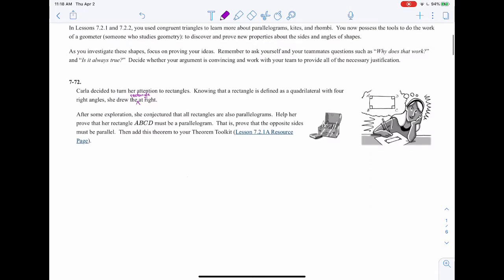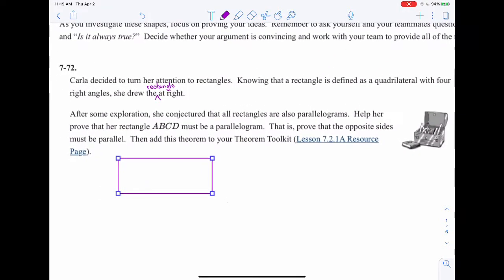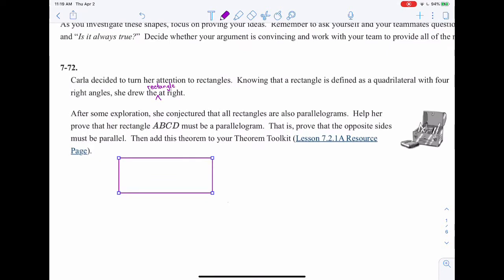So in this first problem, we're working with rectangles, and we're trying to prove that rectangles are also parallelograms. If you haven't done so yet, draw a rectangle. Now, what do we know by the definition of a rectangle? If you want to take a look at your Chapter 1 Shapes Toolkit, or really it's mentioned in this problem, take a look there.